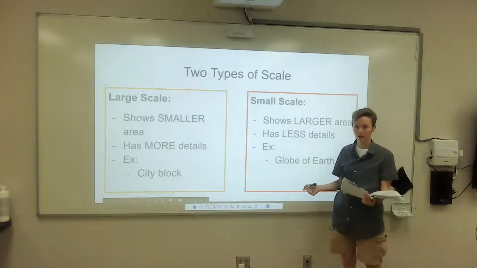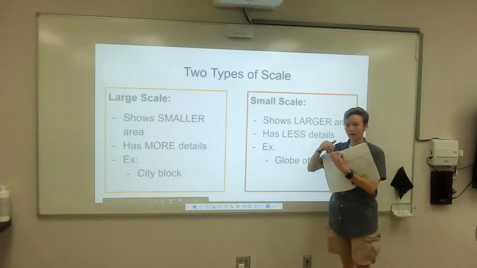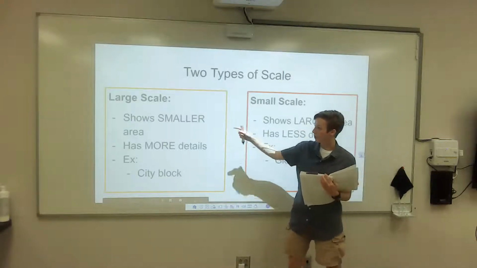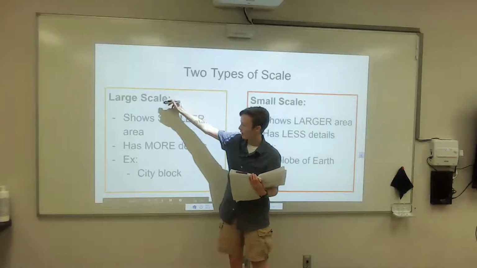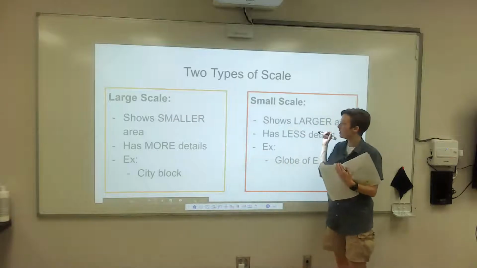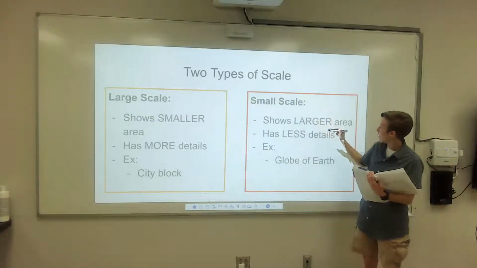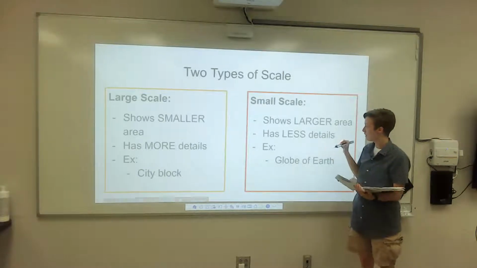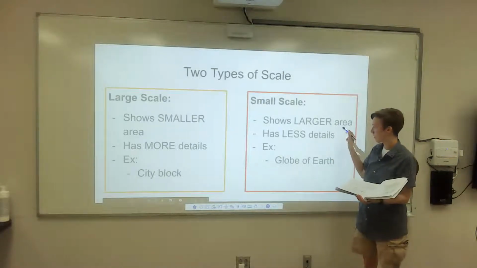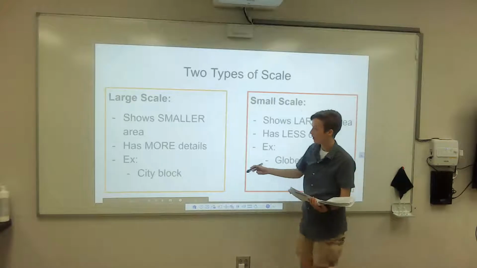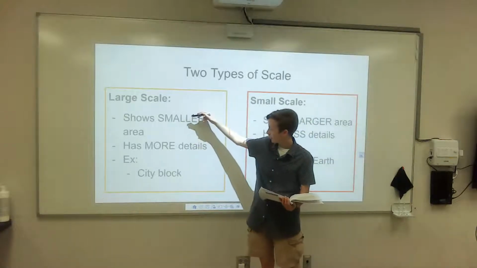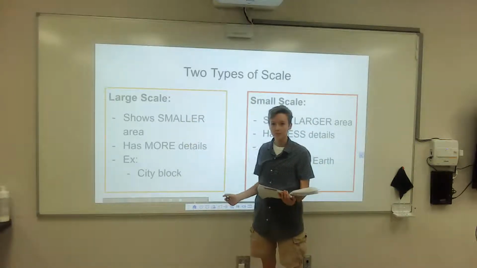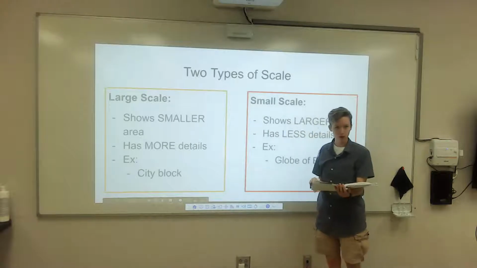The way I like to think about large scale and small scale, if you zoom in on a smaller area, you have a larger scale. If you zoom out on a small scale, you have a larger area, but you lose a lot of detail. Small scale, larger area, less details. Large scale, smaller areas, lots of details though. So, any questions on that?